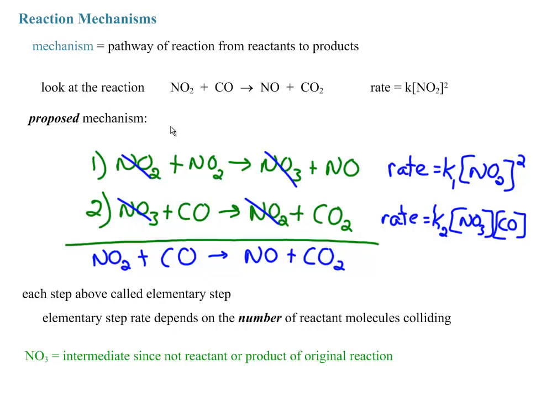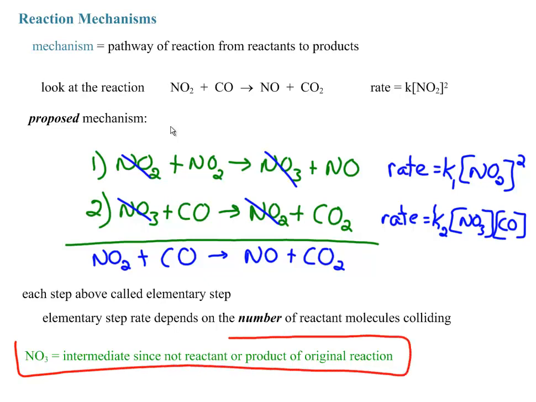So, elementary steps are proposed for an overall reaction. Those are the mechanisms, and the rate for each elementary step is simply the reactants, and each coefficient for a reactant becomes the order of that reaction. In this case, when we have elementary steps, we have substances that are neither products nor reactants. They're called intermediates. So, nitrogen trioxide in this case is the intermediate for this reaction.